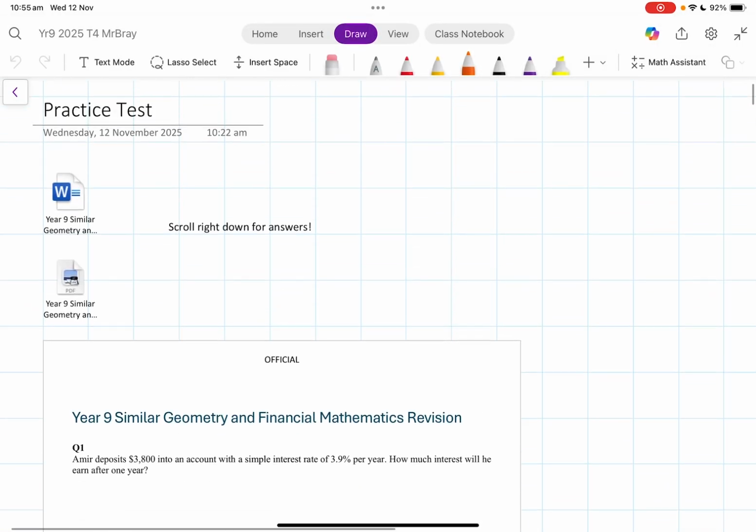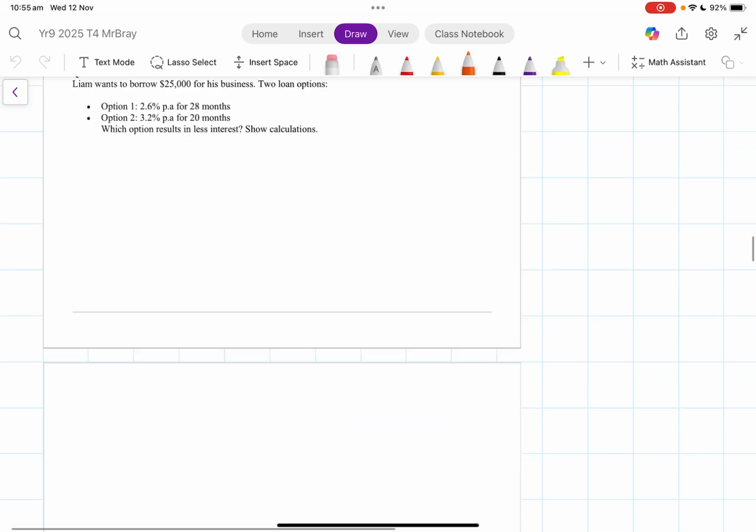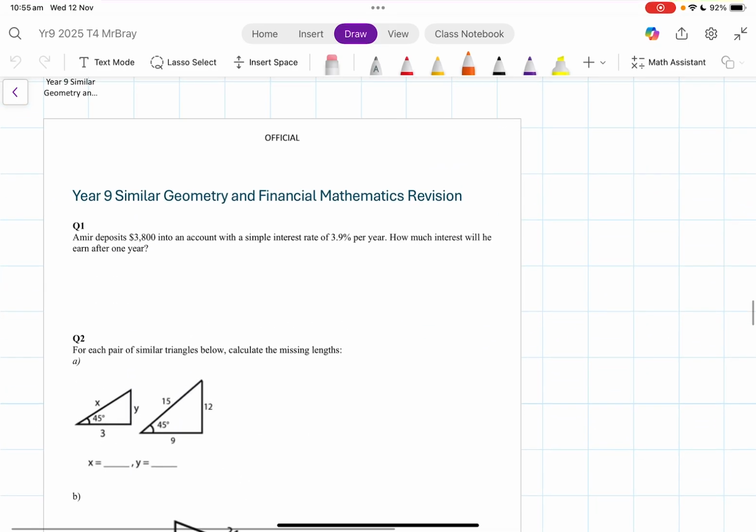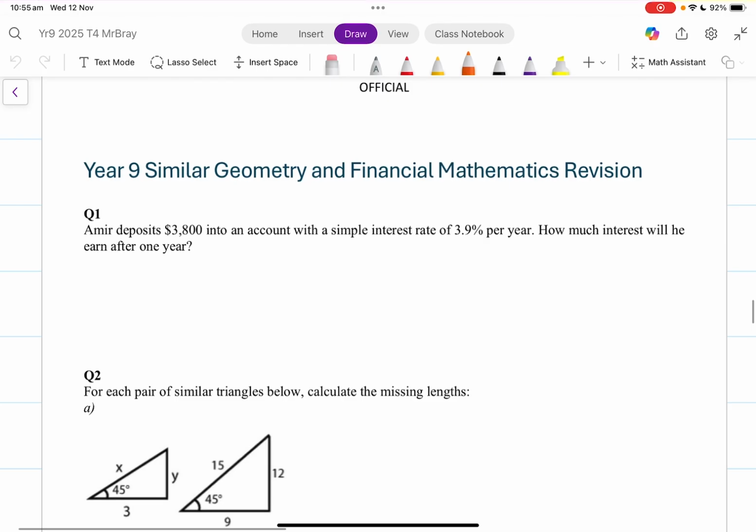All right, hey guys, just going to go through the practice test that you guys are going to get given in class soon. For question 1, we are asked about finding simple interest. How much interest, more specifically, is what we're asked to find.